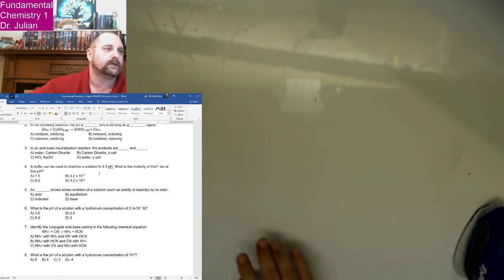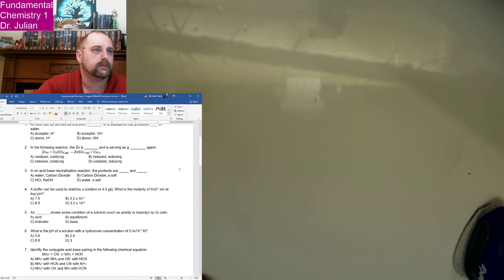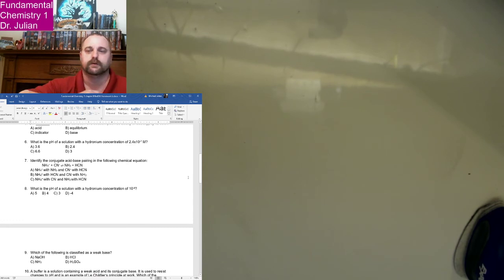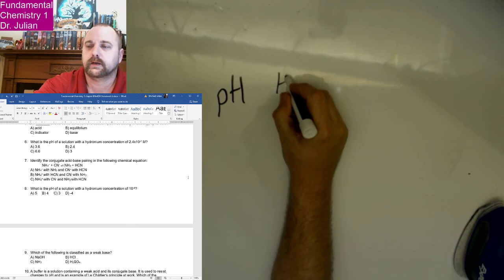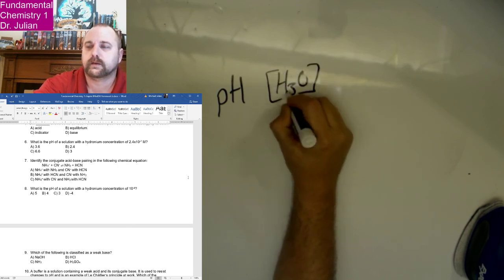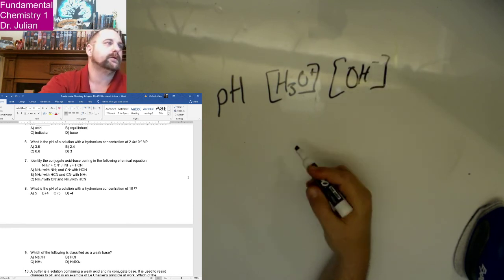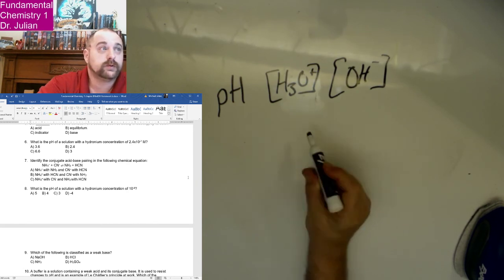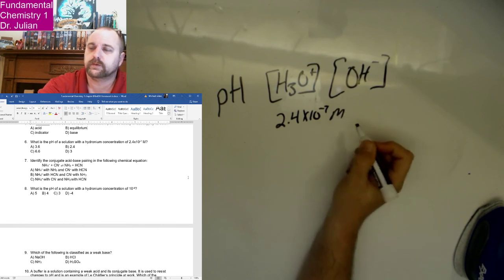A blank shows some condition, acidity, or that's an indicator. Right, and then we have the pH of a solution of hydronium. Be careful. When we worked these, we had hydronium and hydroxide. You got to be careful between those. All right, and so this one, they're giving me hydronium, which is 2.4 times 10 to the minus 7 molar.